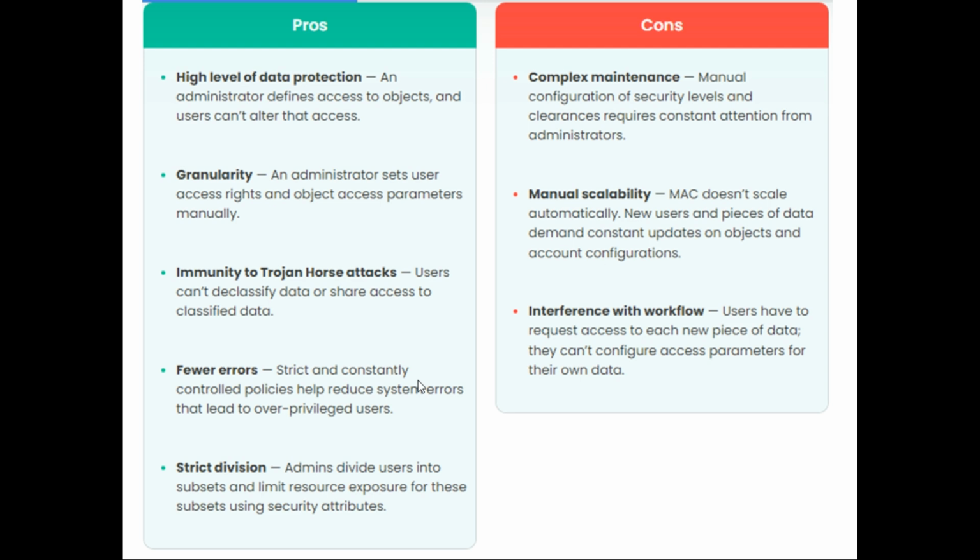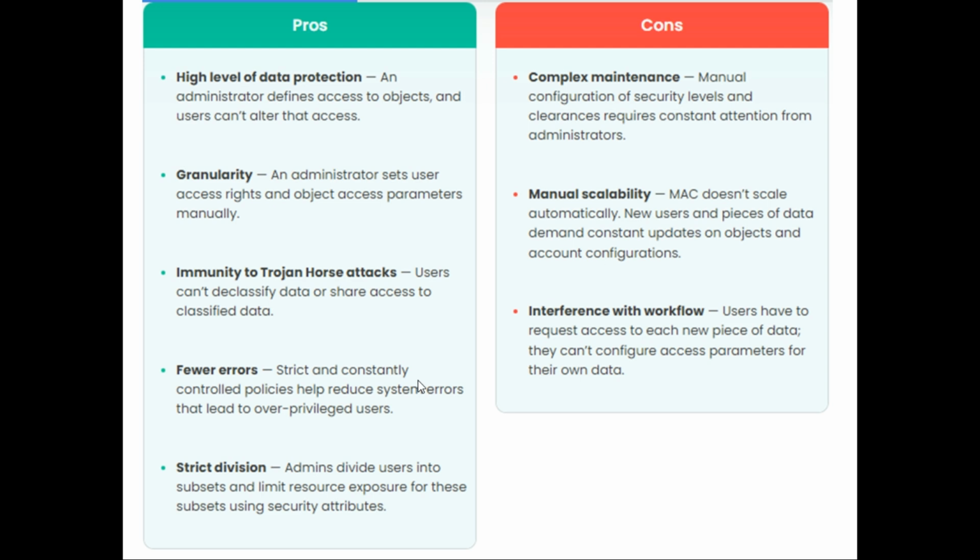Immunity to Trojan horse attack. Users can't declassify data or share access to classified data. Meaning whatever access the user has, he can access only that particular access. Fewer errors, meaning strict and constantly controlled policies help reduce the system errors that lead to over-privileged users. And strict division: admins divide users into subsets and limit resource exposure for these subsets using security attributes.